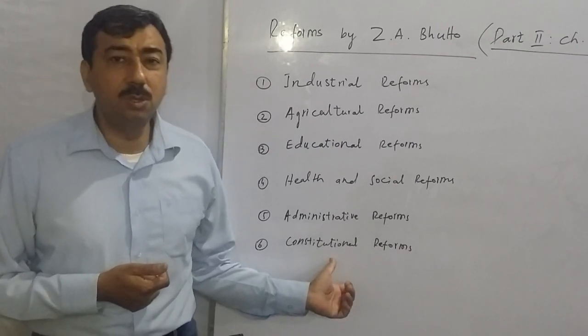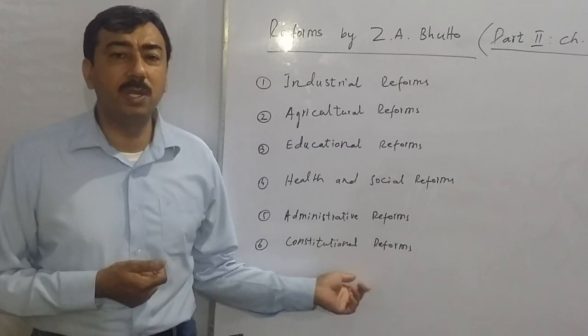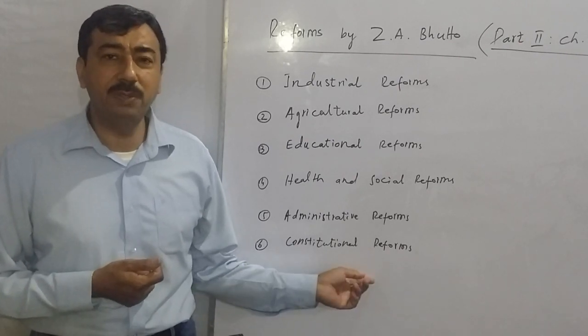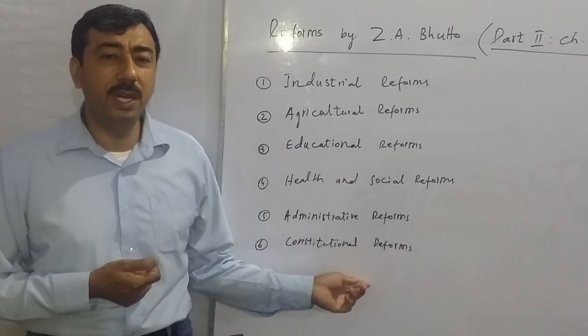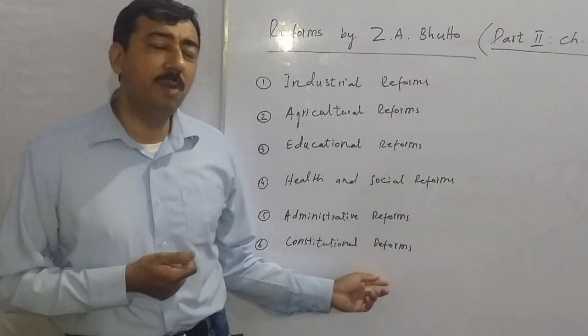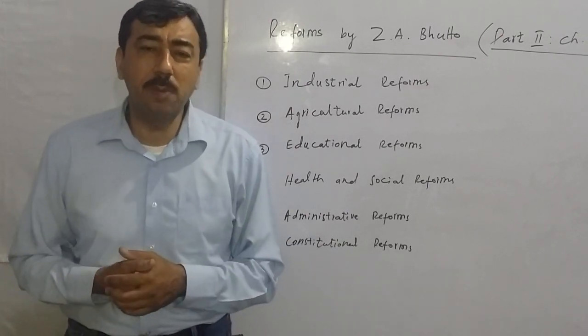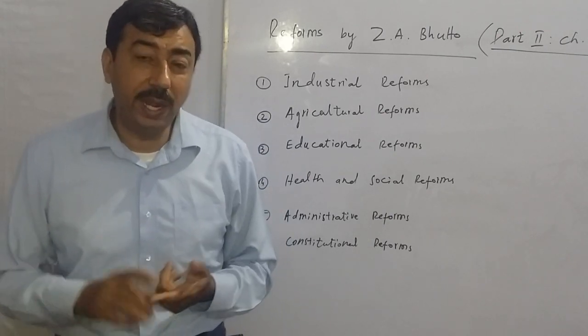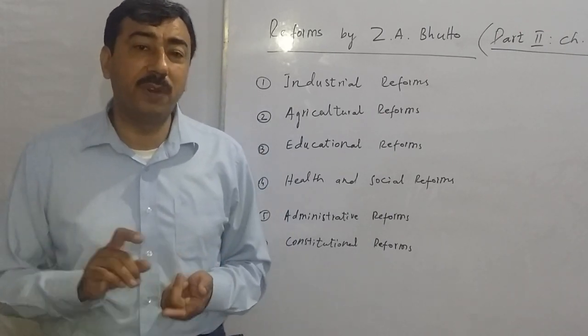Number last, the constitutional reforms. The constitutional reforms were one of the most important reforms, in the form of the 1973 constitution. In my previous lesson, I have already explained the 1973 constitution. For example, he introduced bicameral legislation: there would be a National Assembly and a Senate, fine, and the National Assembly would be elected for 5 years.